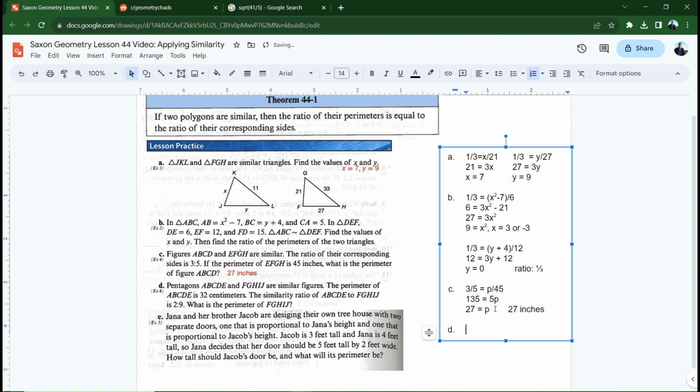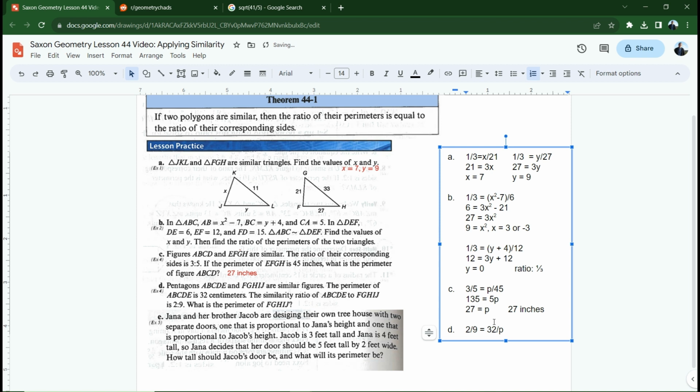All right, letter D. Pentagons ABCDE and FGHIJ are similar. The perimeter of ABCDE is 32. The similarity ratio is 2 to 9, starting with ABCDE as 2 and FGHIJ as 9. What is the perimeter of FGHIJ? All right, so this is going to be 2 to 9, 2 being from ABCDE equals, well, 32 is from ABCDE. So 2 is on the top. 32 has to go on the top over P.